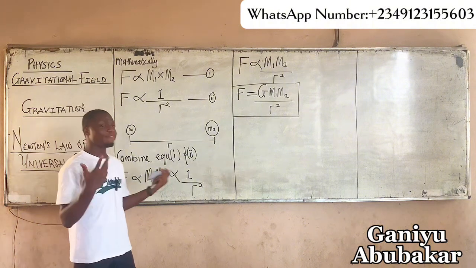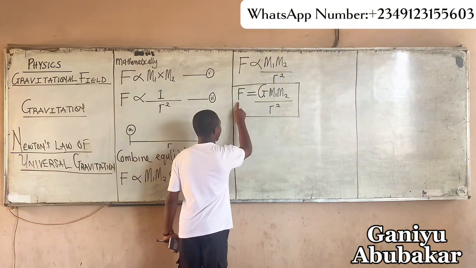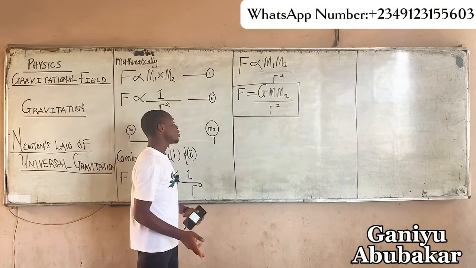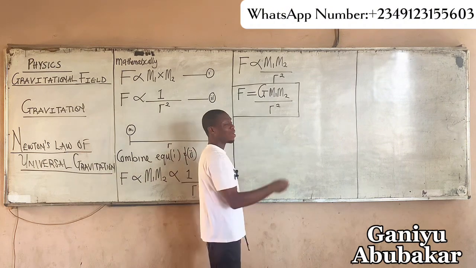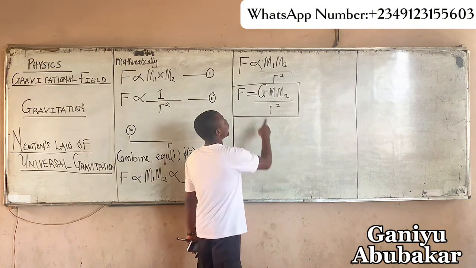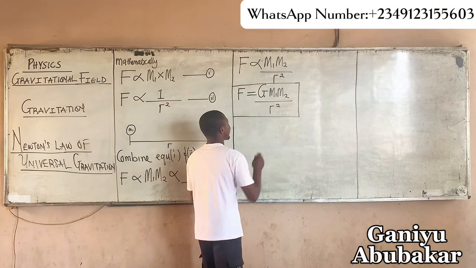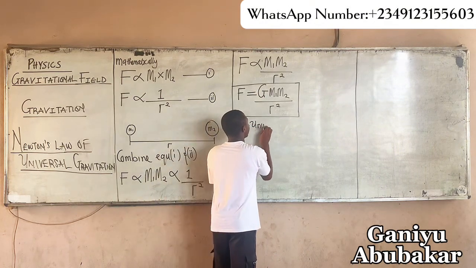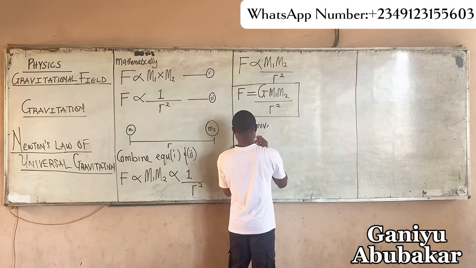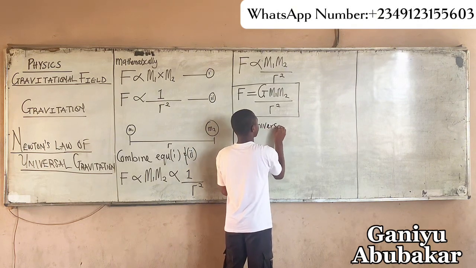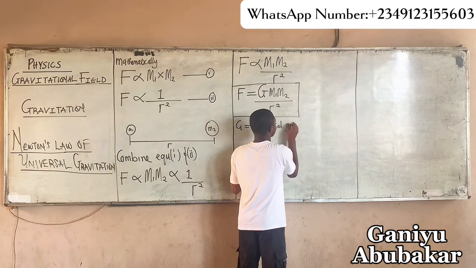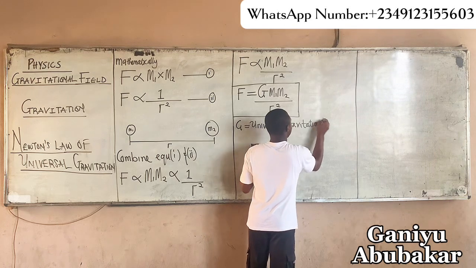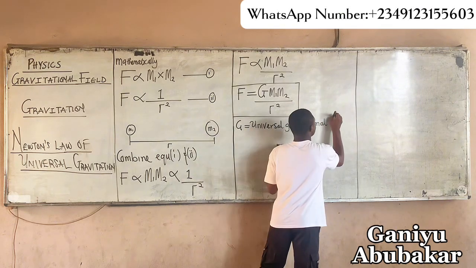All right, let's define the terms, please. We know that F here is force. Your m1, m2 are your masses. This r there is referred to as the distance, right? What of G? This capital G here is called the universal gravitational constant.